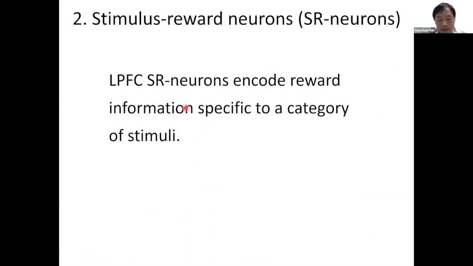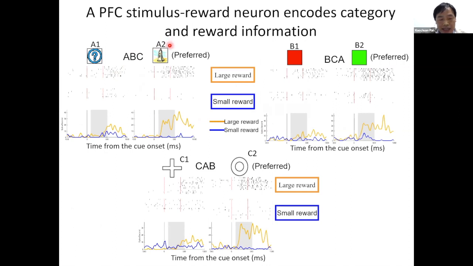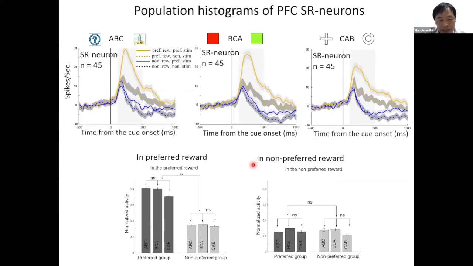The SR neuron may carry the reward information specific to a category of stimulus. For example, this SR neuron shows reward modulated activity to A2, B2, C2, and no reward modulated activity to A1, B1, C1. So this neuron seems to code the reward information for the group of A2, B2, C2 stimuli. This shows the population activity. In the preferred reward condition, SR neurons can discriminate the preferred group from the non-preferred group, but not individual stimuli. But in the non-preferred reward condition, they cannot discriminate the preferred group from the non-preferred group.